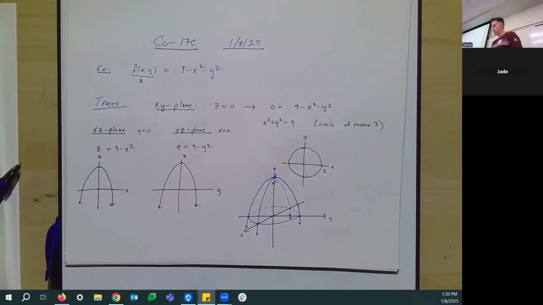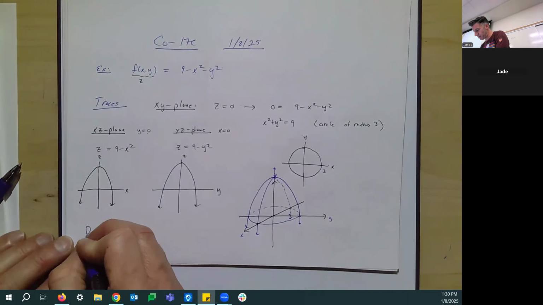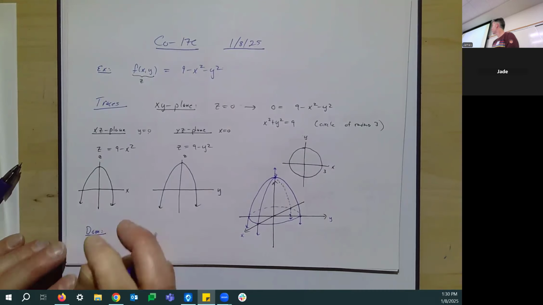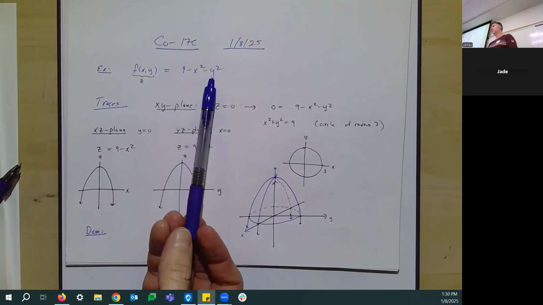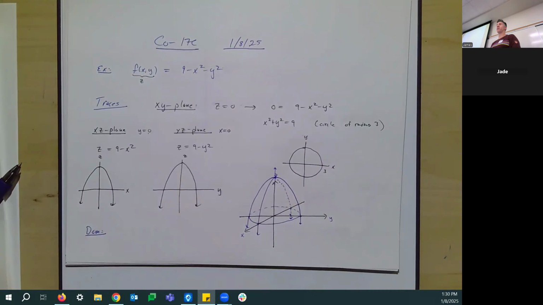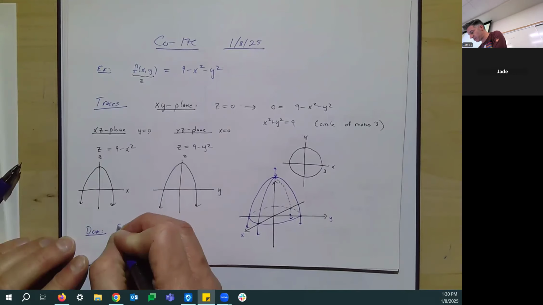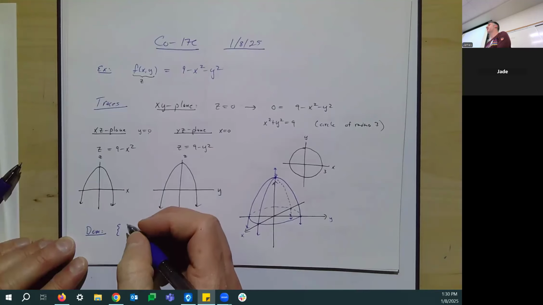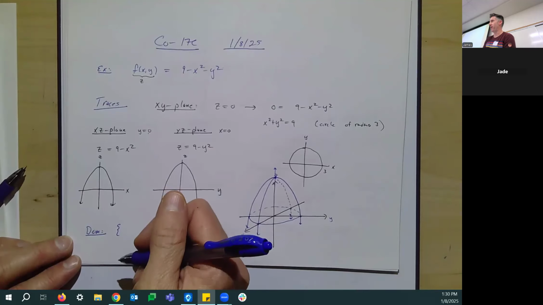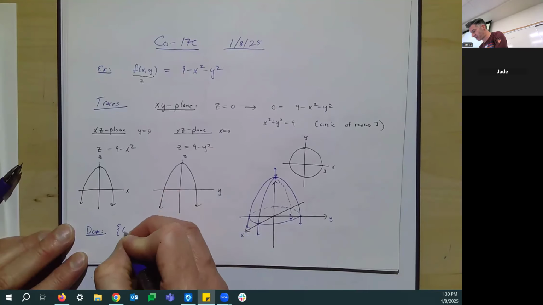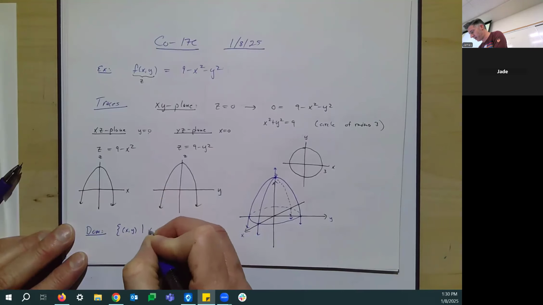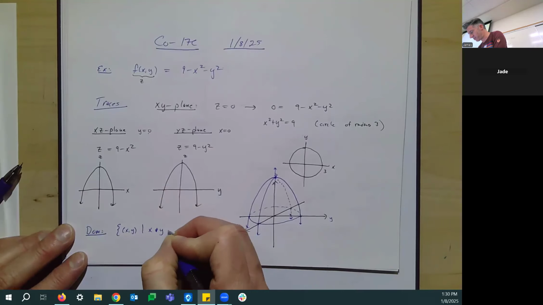What to say about this paraboloid? Good question. Let's talk about the domain for a second. Looking at our original function, do we see any of the usual three domain issues? Are there any roots? Nope. Are there any logarithms? Nope. Are there any fractions or quotients? No. So it doesn't have any domain restrictions. The domain is the set of all points in the xy plane, right? It's not all real numbers. It's the set of x comma y such that x and y are real.